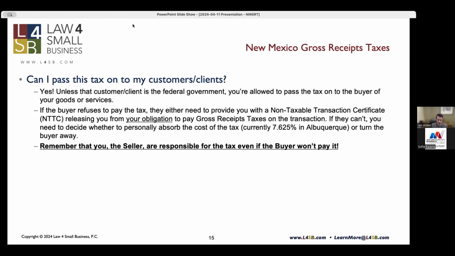What do I do? If the buyer refuses to pay the tax, you either eat the tax, unless there's some non-taxable situation in play, where maybe the tax doesn't apply for certain buyers, in which case if they issue an NTTC, then you don't have to charge them the tax or pay the tax. But if that's not the case and they just don't want to pay it, you either absorb the tax or you turn the buyer away and don't go forward with the transaction. And that's just kind of the reality of it. Because as the seller in New Mexico, you're responsible for that tax, even if the buyer won't pay it.